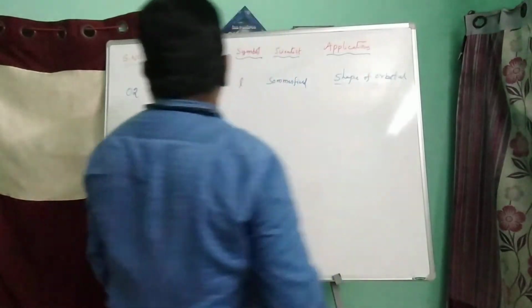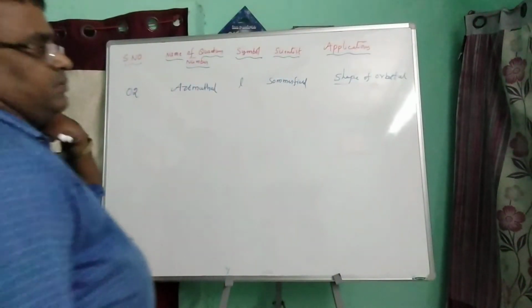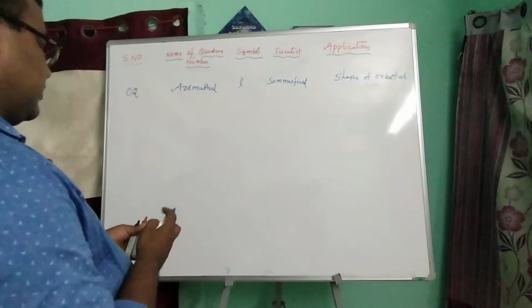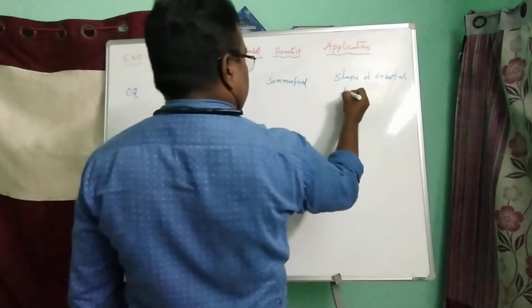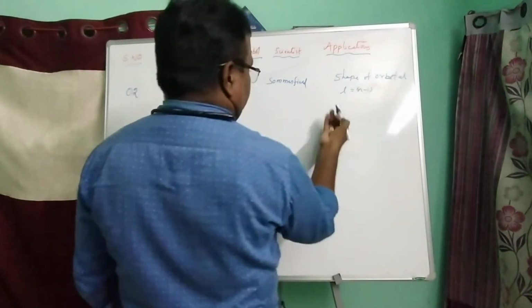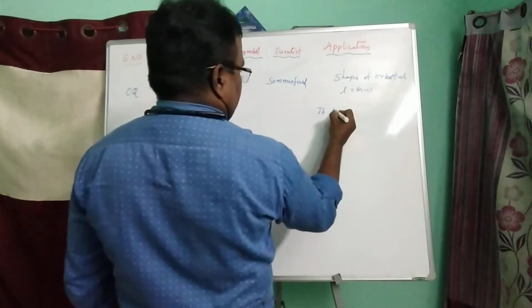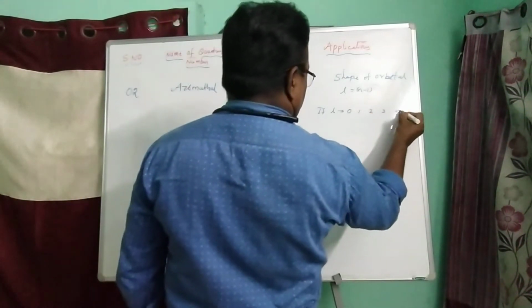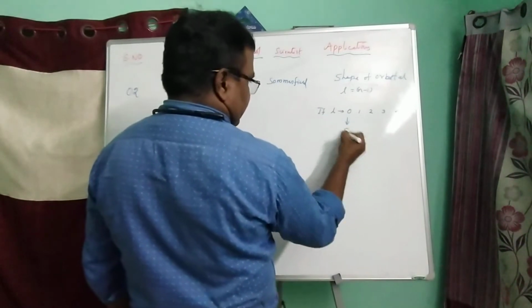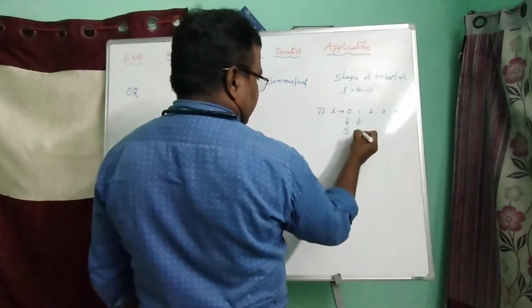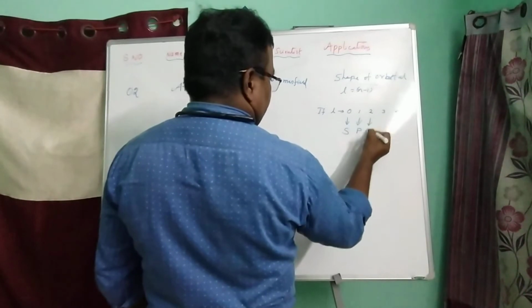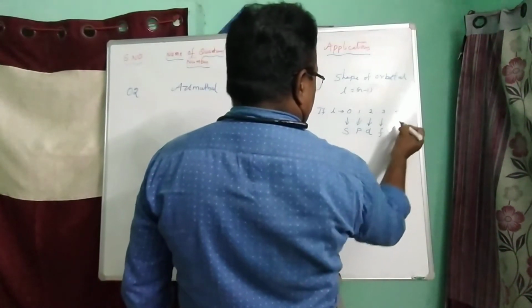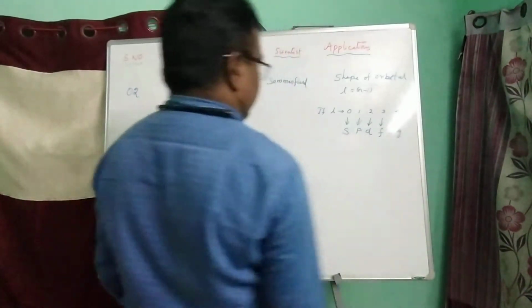So what is the azimuthal quantum number? The number which represents the shape of the orbital is known as the azimuthal quantum number. We know that L is equal to n minus 1. L values are 0, 1, 2, 3, 4. If L value is 0, it represents s orbital. If L is 1, p orbital. If L is 2, d orbital. If L is 3, f orbital. If L is 4, g orbital.